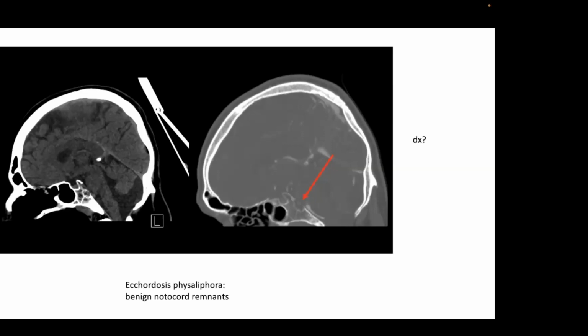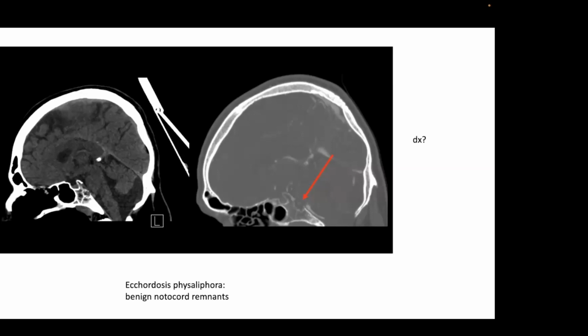They don't need surgery. And so you will see these on occasion if you're looking for them, but anytime you see a mass in the prepontine cistern and there are bony changes in the clivus, the two questions you should ask yourself are, number one, is the bone destroyed or is it remodeled? And number two, does the lesion enhance?